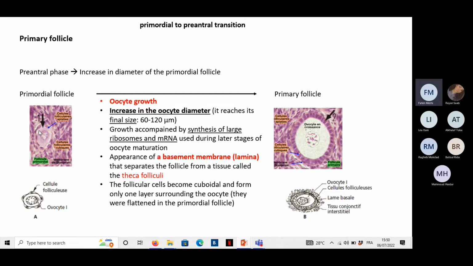The basement membrane will separate the ovarian follicle from the connective tissue. And also, as we mentioned earlier, the follicular cells were flattened in the primordial follicle, and they will become cuboidal in the primary follicle. So in the primary follicle, we will have one layer of cuboidal follicular cells surrounding the oocyte, and not flattened cells, as is the case in the primordial follicle.